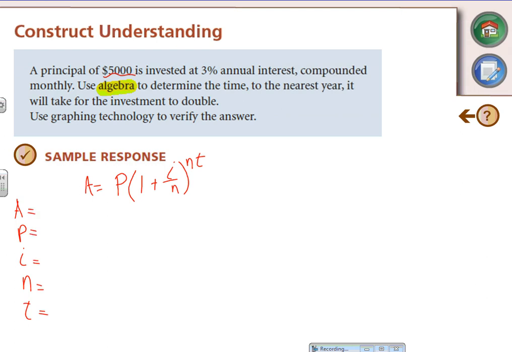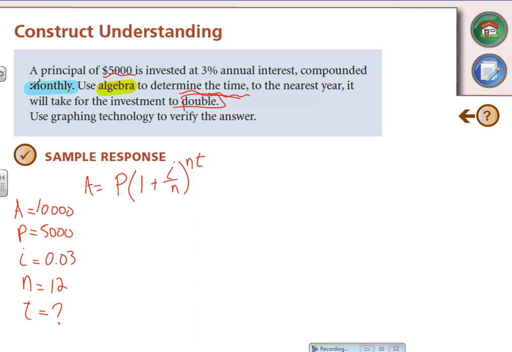Identify which one we are looking for. We're looking to determine the time. So the time is what we're looking for. Principal amount, that's $5,000 we're starting with. Invested at 3%, 0.03, bring it in as a decimal. And N. This one is compounded, there it is, monthly. So N is 12. That means we've got to know A, and it says, when will it double? Double of 5,000, I think that's 10,000 there.